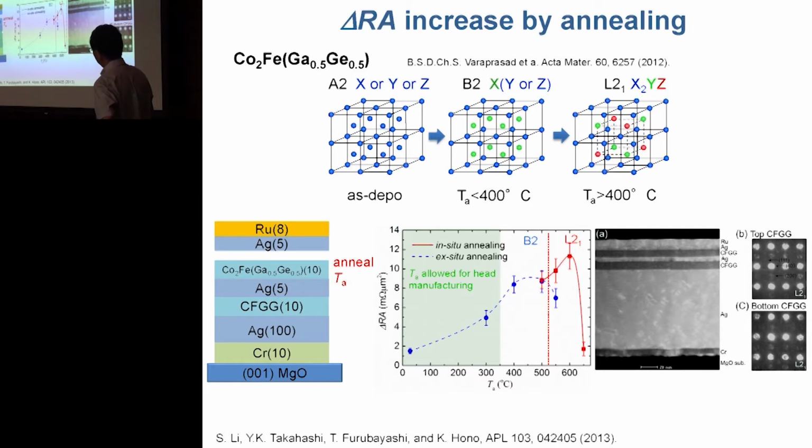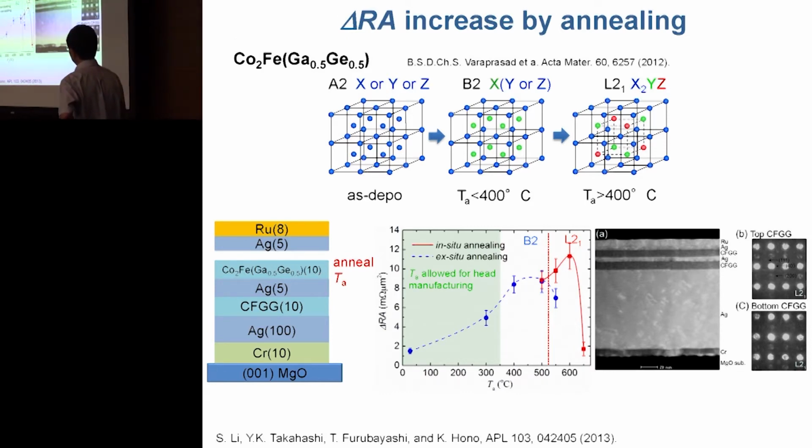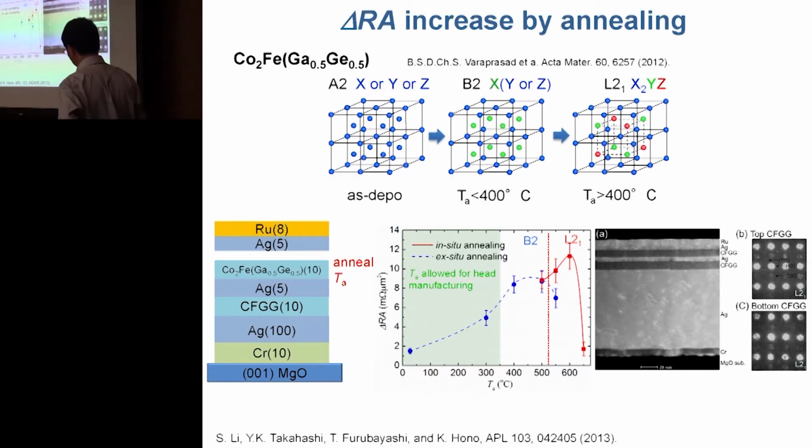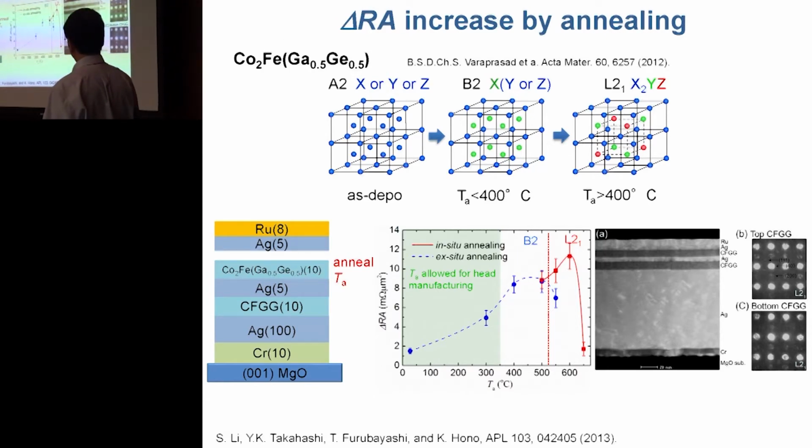After making such a simple tri-layer structure, we measure the CPP-GMR, and that gives only 1.5 milliohm square micron, a very low value. But as we increase the annealing temperature of the device, this increases because the BCC phase becomes B2 ordered, and accompanied by that, the spin polarization increases. After we anneal this at 600 degrees Celsius, it reached 12 milliohm square micron, which was at that time the largest value that we could obtain for CPP-GMR. When we look at the cross-sectional image, we can see that this ferromagnetic layer shows the L2₁ structure.